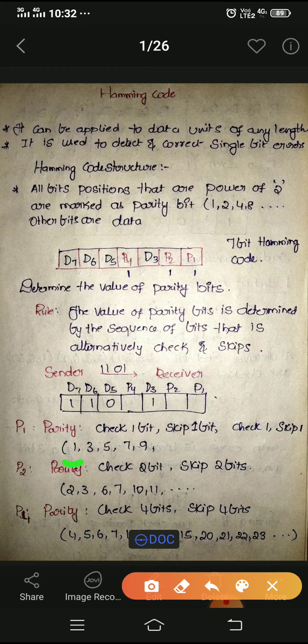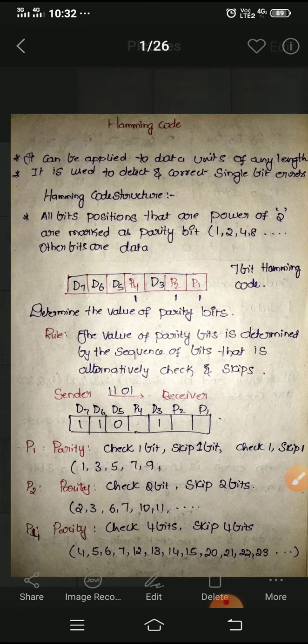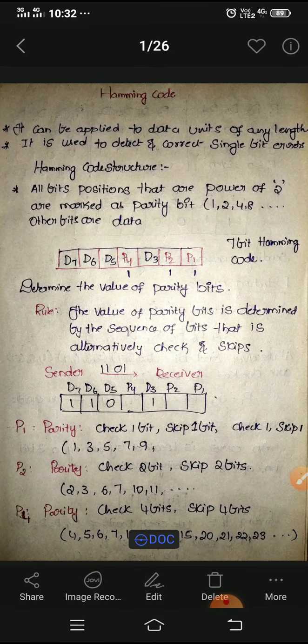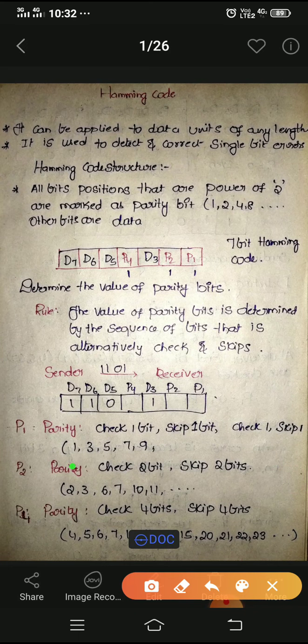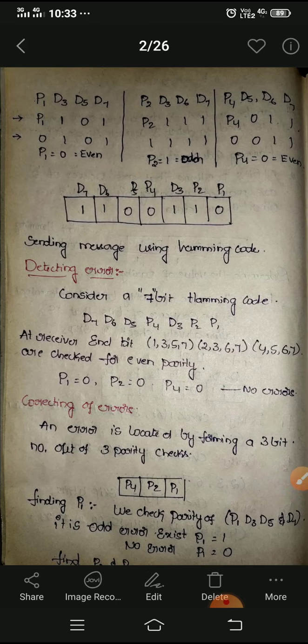Here the first position is considered as the parity bit and all the remaining positions are considered as data bits. For P2 also, the first position is the parity bit and all the other positions are data bits. So for P2 also, D3 data bit, D6 data bit, D7 data bit. I think you understand this one, right?